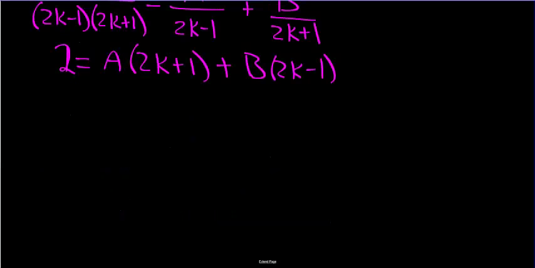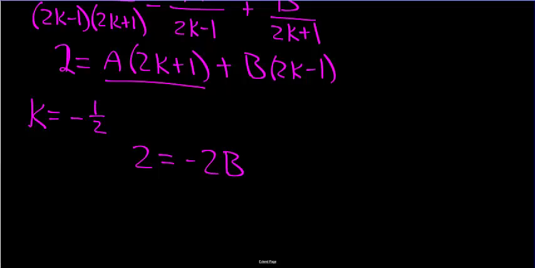Now, if I do that, what I can do at this point is find my A and B, right? So let's let k equal negative 1/2. And if k equals negative 1/2, look what I have. I have 2 equals, now this part right here just goes to 0. But this over here is negative 2B, right? Because we got negative 1/2 times 2, that's negative 1, minus 1, negative 2B. And that gives me that B is equal to negative 1.